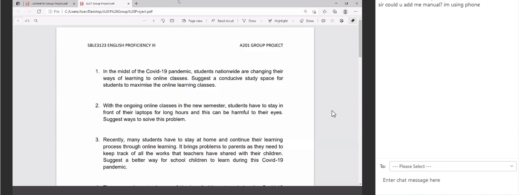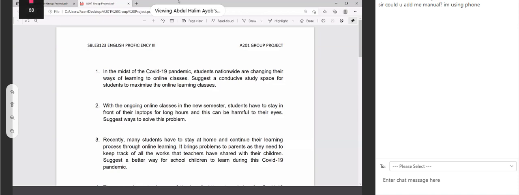So for your group project, you will get a problem. You will be doing this with your group members. And then you have to come up with a group project report, and then you have to do a presentation on this. So technically, you have two assessments. You'll be graded through your presentation, and you'll be graded through your report. So you have to take note of this: your presentation and also your report.